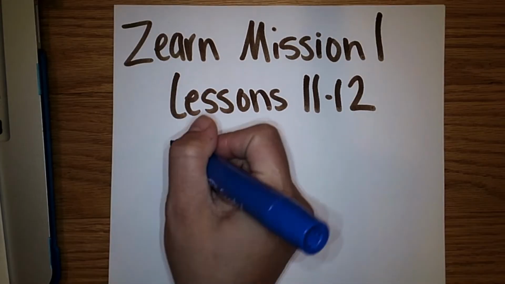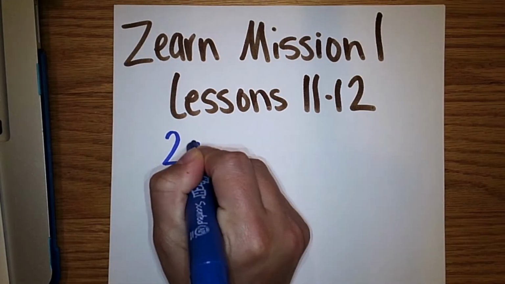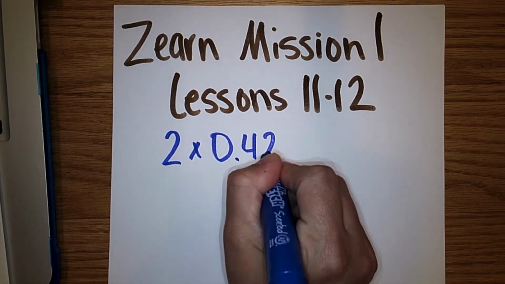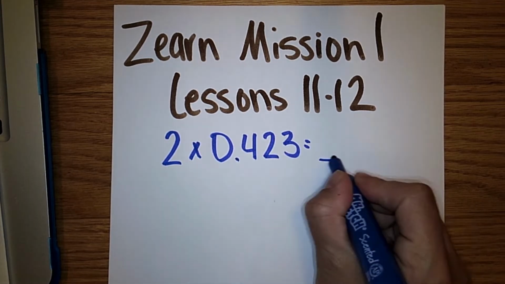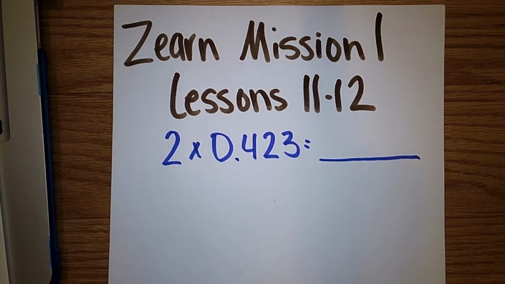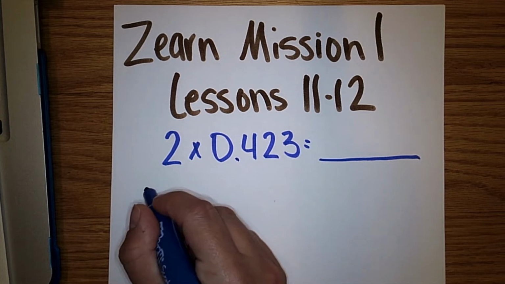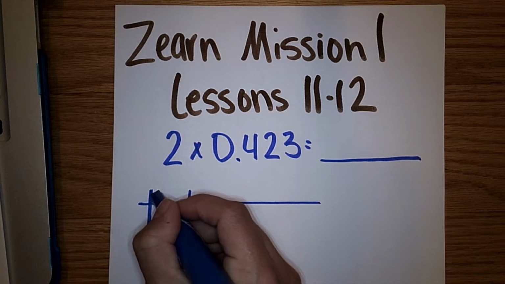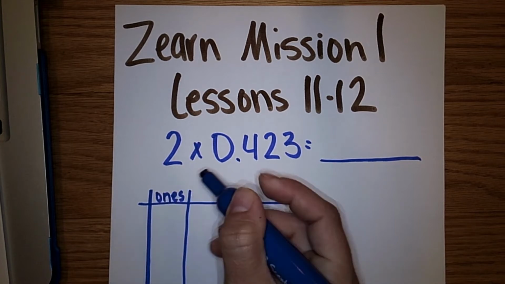So let's start. Let's start with a problem. 2, there's our whole number, times 423 thousandths. We need an answer. Let's draw some place value discs first. First, we need to start with a place value chart. Very simple chart. You can draw this. It would be good practice.